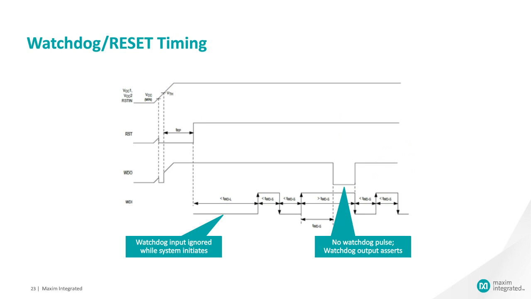A watchdog output can also initiate a reset to the microcontroller or microprocessor by connecting the watchdog output to the manual reset input of the watchdog. The watchdog can generate a reset based on the watchdog input.